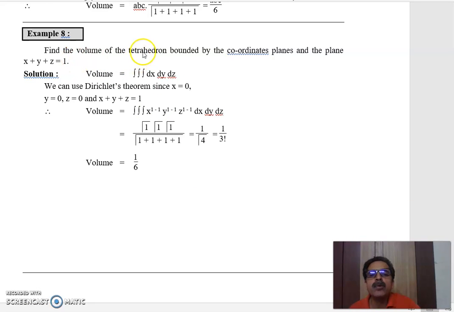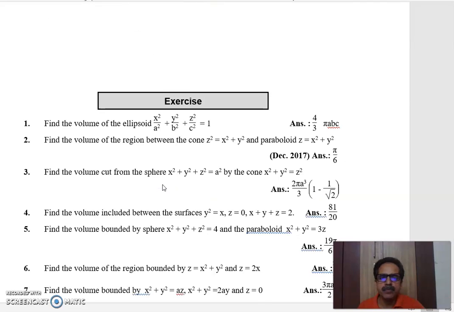Next problem. Find the volume of the tetrahedron bounded by the coordinate planes and the plane x plus y plus z equal to 1. This will be the formula for volume. Here we have to use the Dirichlet theorem, and we have the coordinate planes x is 0, y is 0, and z is 0, and another plane is x plus y plus z equal to 1. We can write dx dy dz as x raised to 1 minus 1, y raised to 1 minus 1, and so on. Use the Dirichlet theorem and get the answer.